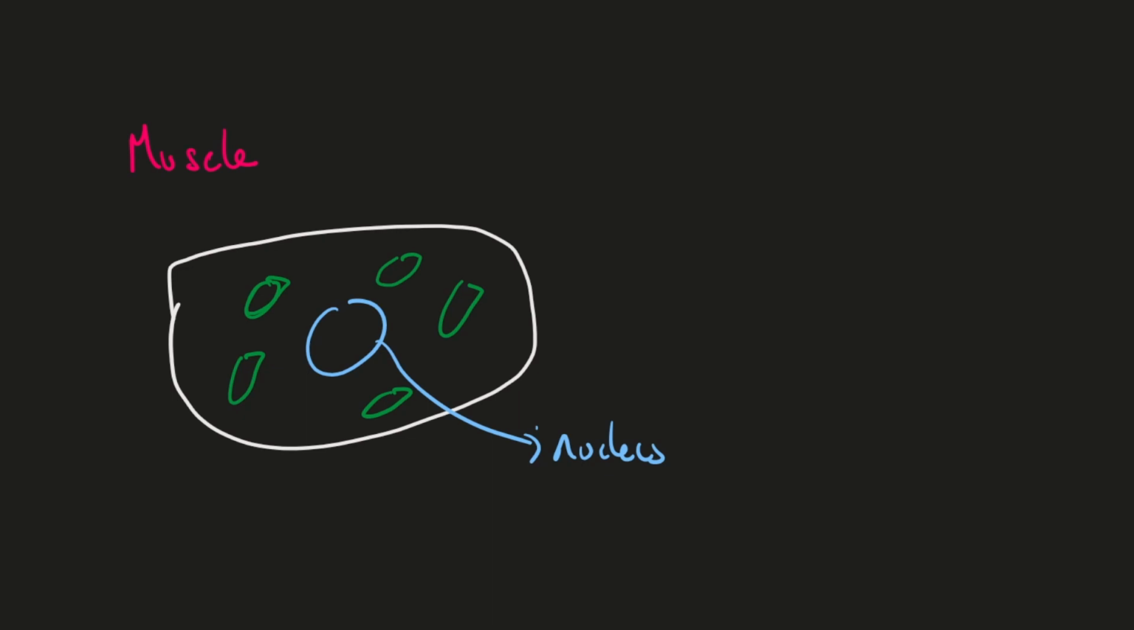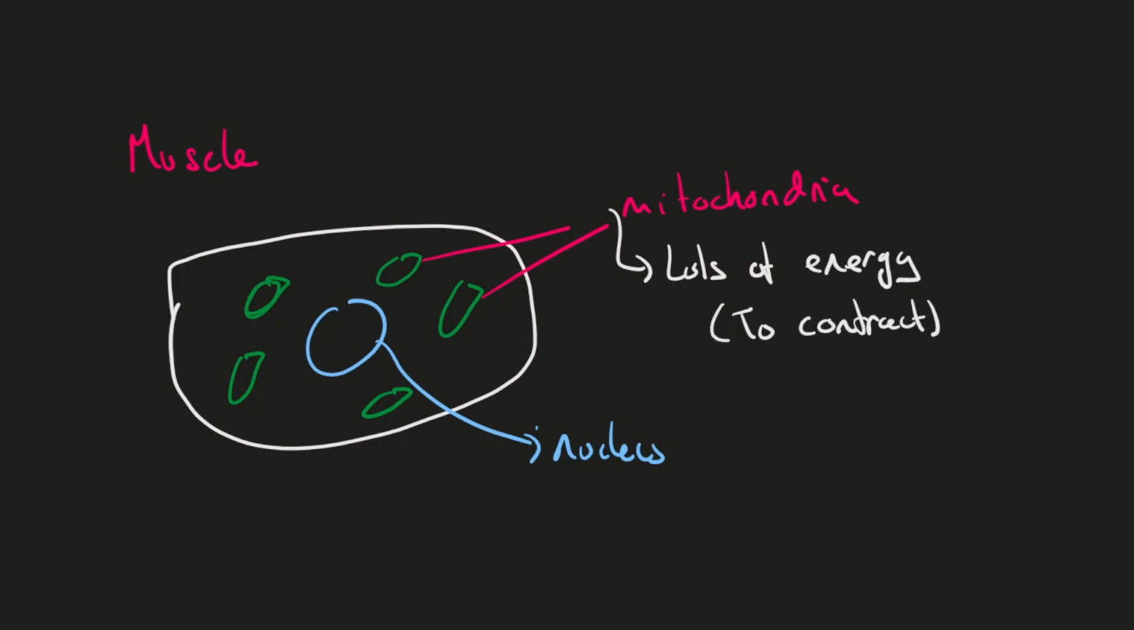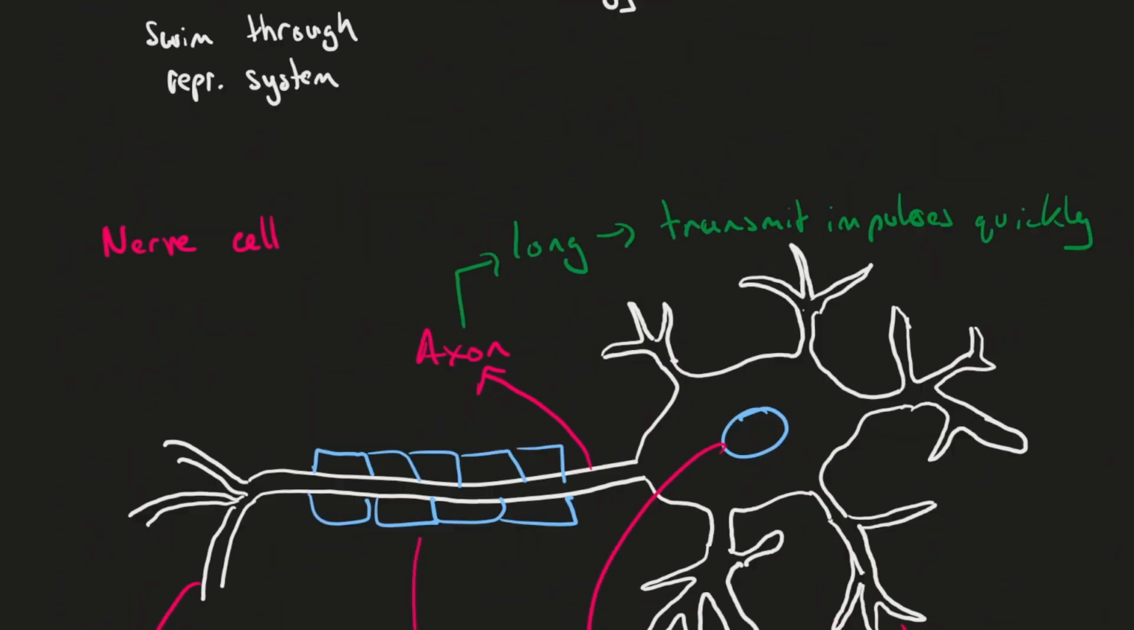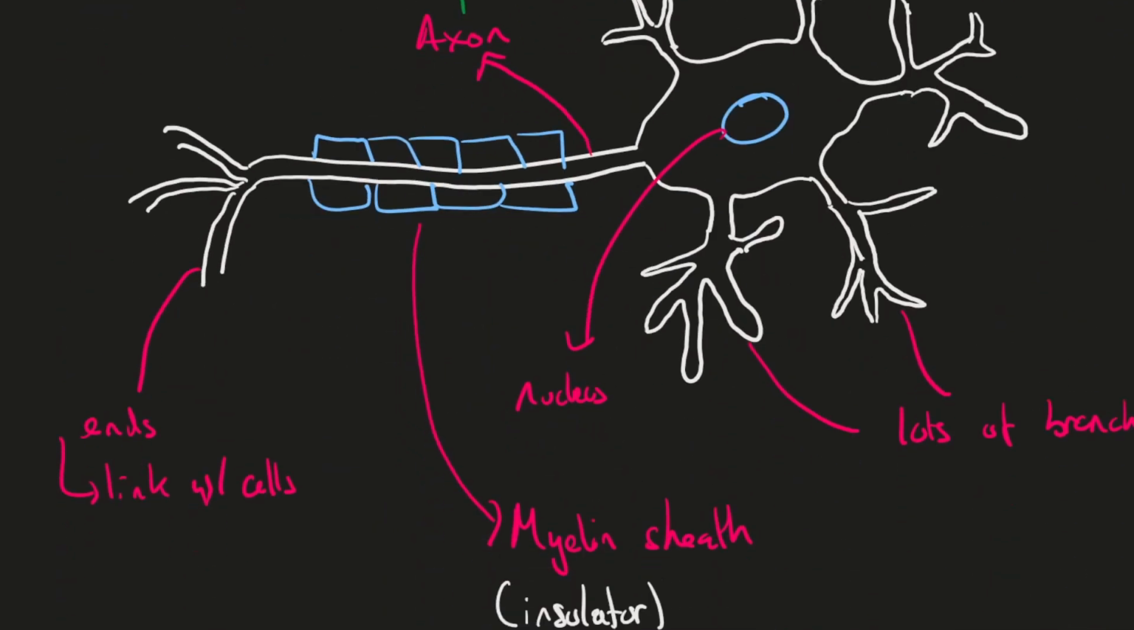So the adaptation really for muscle cells is that you have lots of these mitochondria. We can label that one, that these are all mitochondria. And the idea is when you have lots of mitochondria that produce lots of energy, that energy is needed to actually contract the cells. And that is an adaptation of muscle cells. So now let's move on. These are all examples of animal cells and animal cell adaptations and specializations.